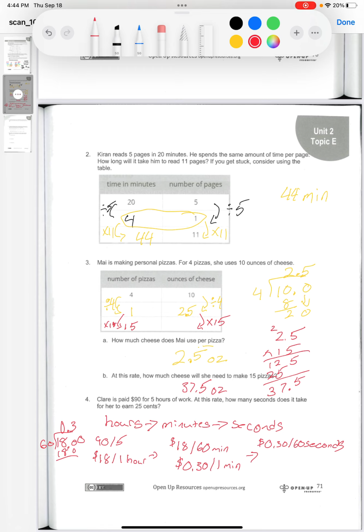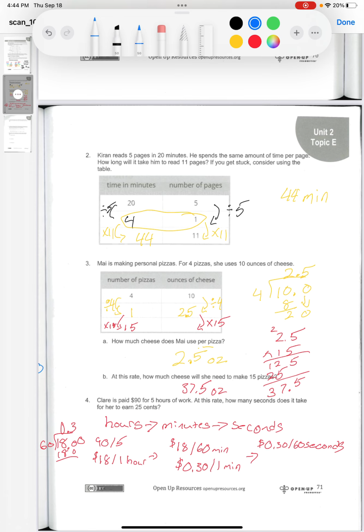And so we do, again, I'm going to come off to the side, apparently I was a little too far off to the side. 60 goes into 0.30, and we see how much that goes. Well, 60 goes into 0 times. 60 goes into 3 0 times. 60 goes into 30 0 times. 60 goes into 300 5 times. And so 0.005 per second.